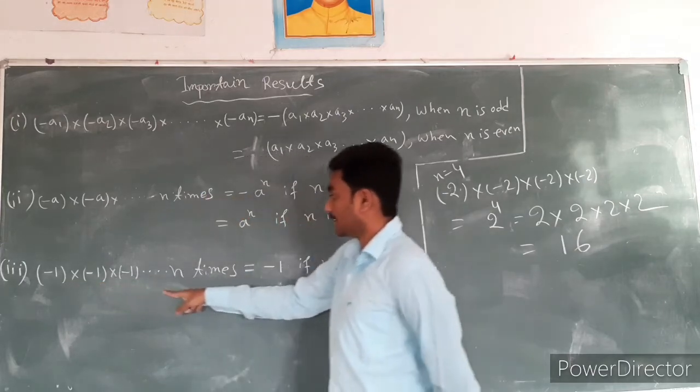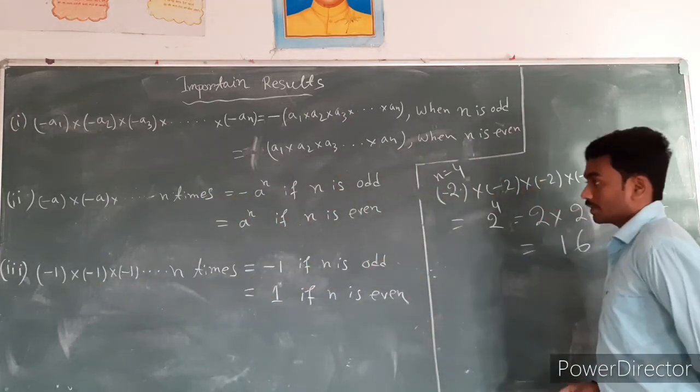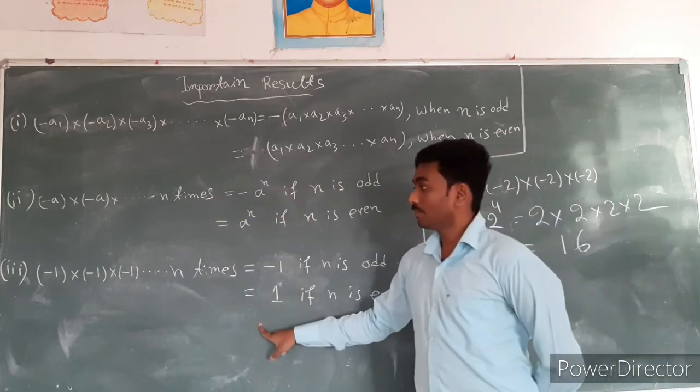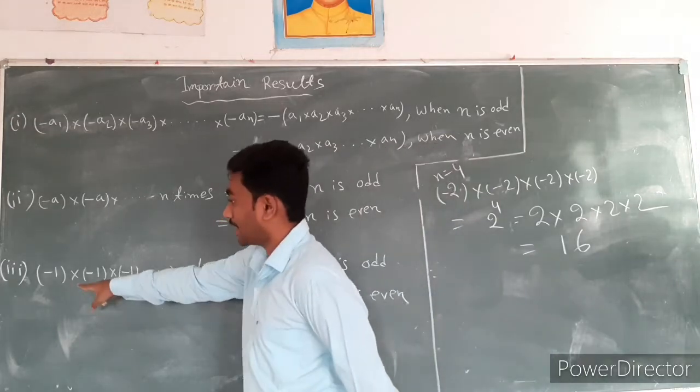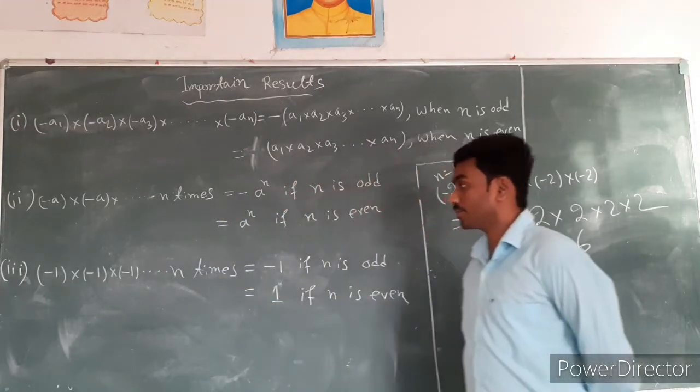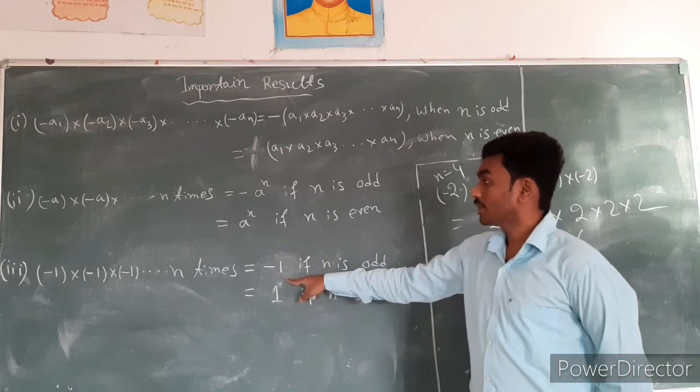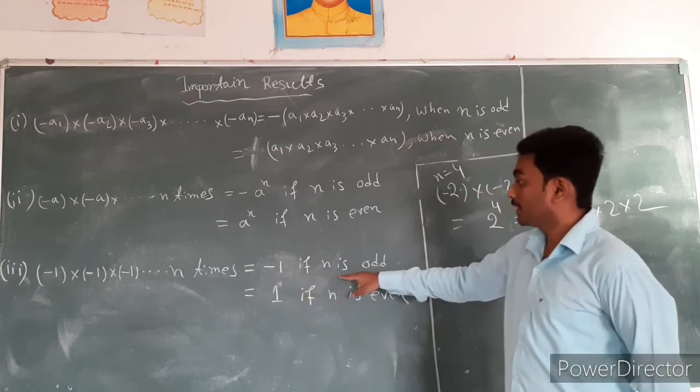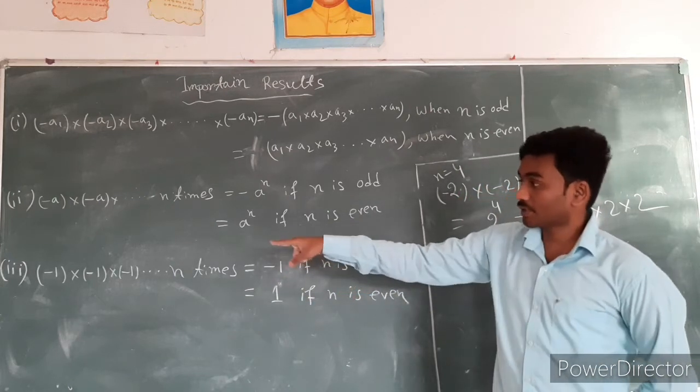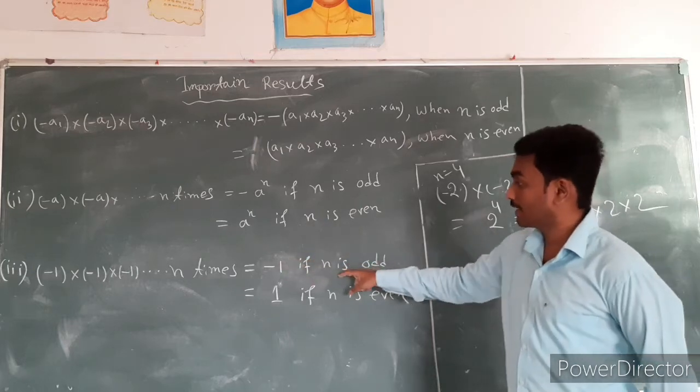Next, third result. Minus 1 multiplied 10 times. The result of multiplication of minus 1 n times will be negative, will be minus 1, if minus 1 occurs n times.